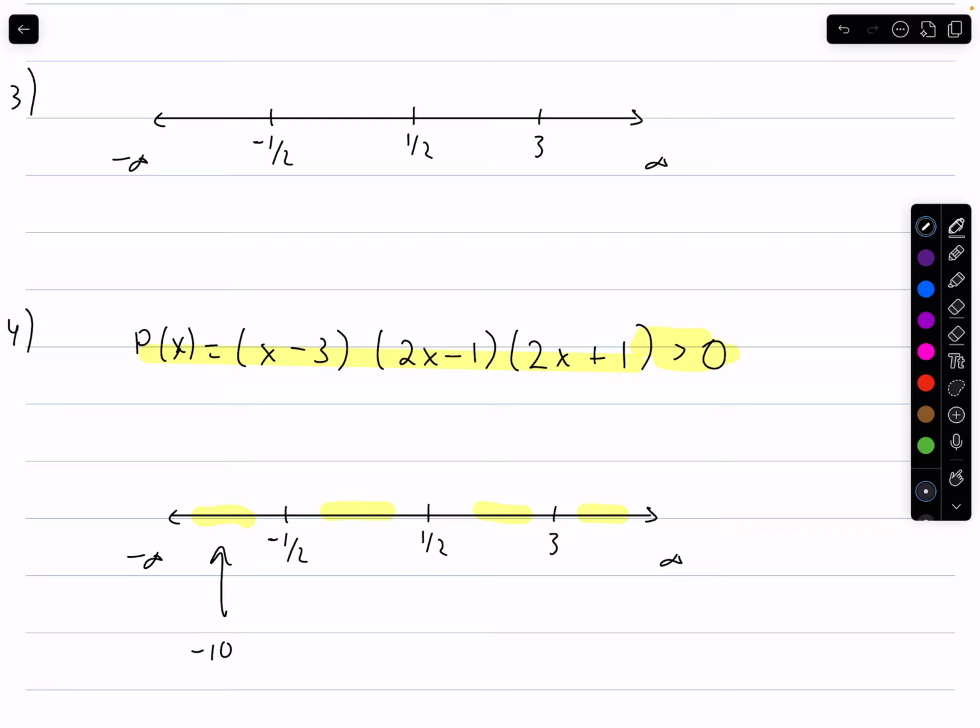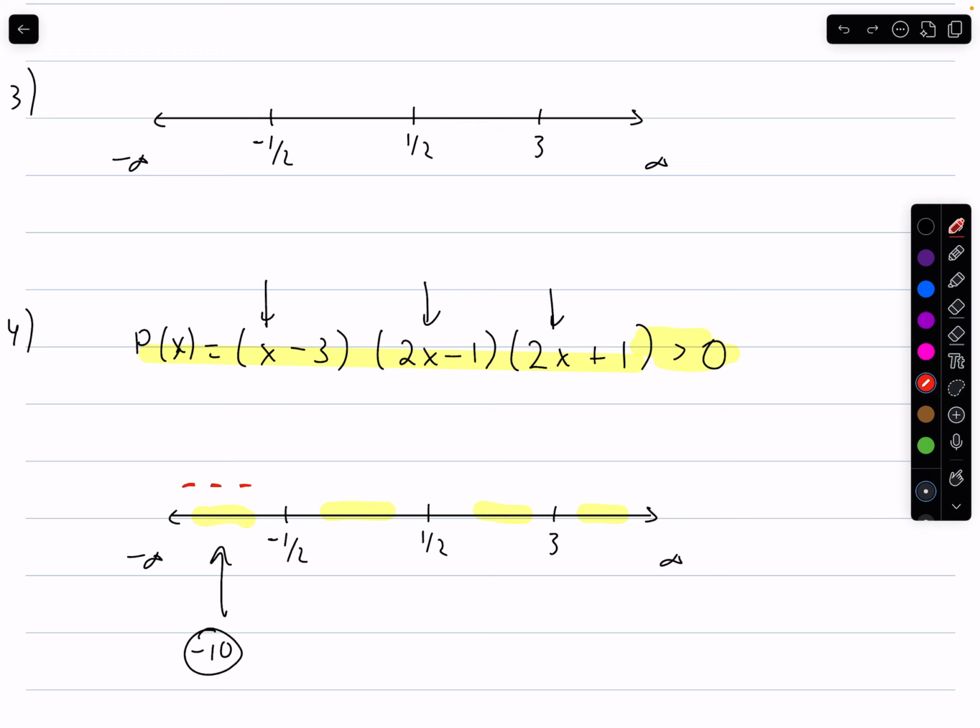I chose -10, okay? What I'm going to do is I'm going to take this -10 and I'm going to plug it in as x. Okay, so I'm going to plug in -10 into each of these, and I'm going to determine if this is positive or negative. So if I plug it into the first one, I'm going to get a negative term. If I plug it into the second one, I'll get a negative term. If I plug it into the third one, I'll get a negative term. So I'll get 3 negatives for each of these 3 factors if I'm plugging -10.